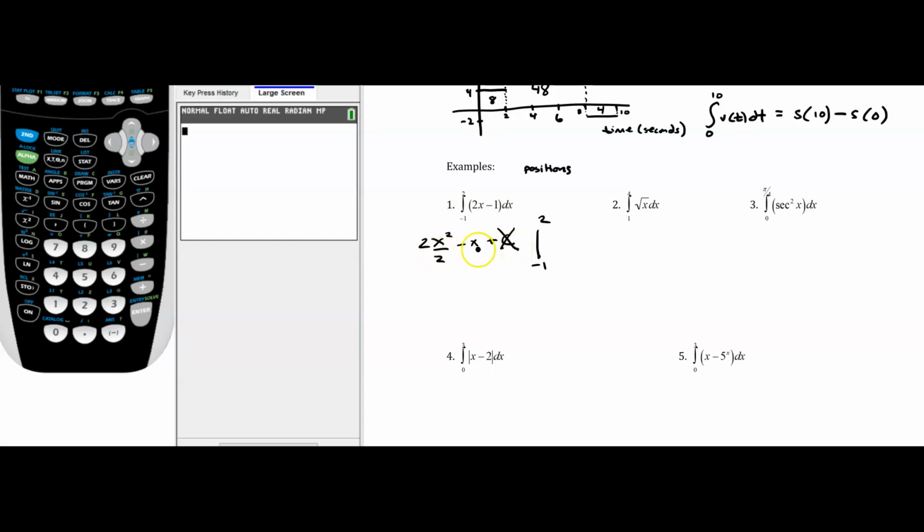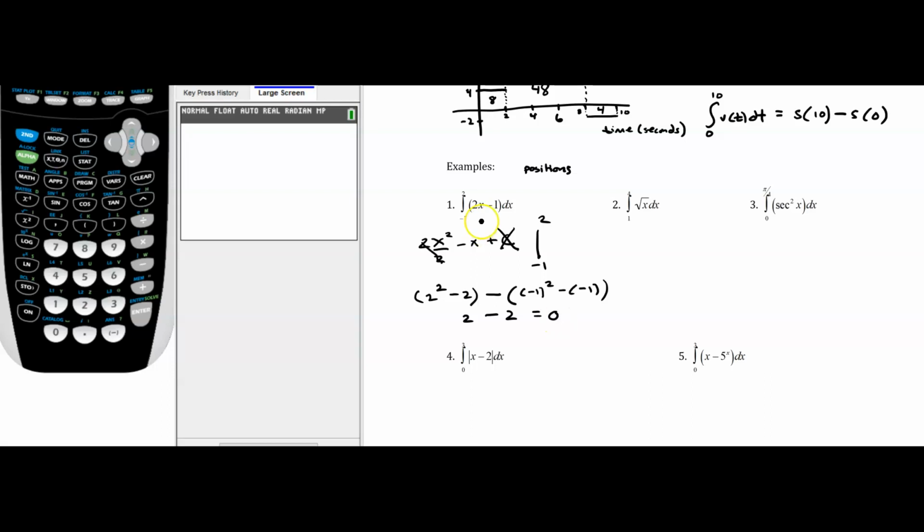I would do my antiderivative, and I could simplify that a little bit. I'm just going to plug in my upper limit, so this becomes 2 squared minus 2, and then I'm going to subtract what I get when I plug in my lower limit, -1 squared minus -1. And so my final answer here is 4 minus 2, so that's 2, minus, this will be 1 minus a -1, so that becomes 1 plus 1, or 2, so 2 minus 2, and we get an answer of just 0 here.